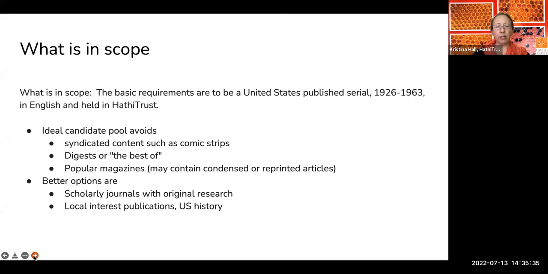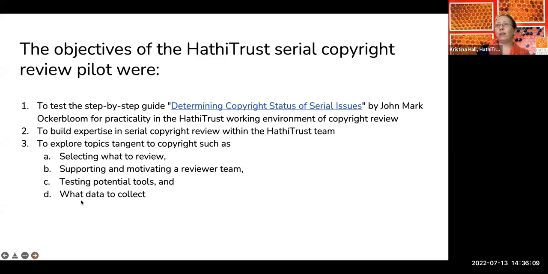And so we tried to build an ideal candidate pool. We were concerned about syndicated content like comic strips, digests, and popular magazines, because we thought they would be impossible to clear and have a lot of content that would be problematic. And we wanted to get things that would have a greater chance of ending up with a public domain determination that we could open. So better options for us were scholarly journals, original writing and research, and that ended up for us being local interest in US history. Go ahead and forward slide.